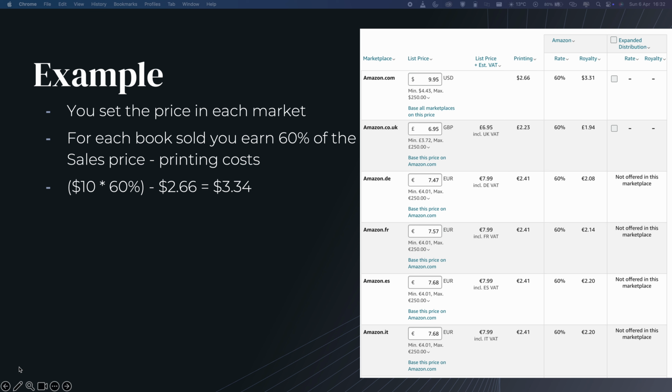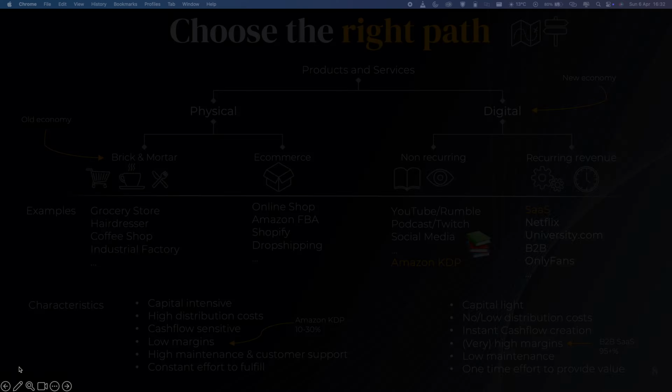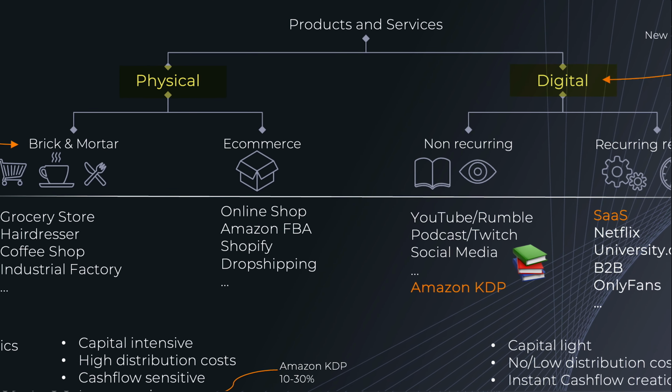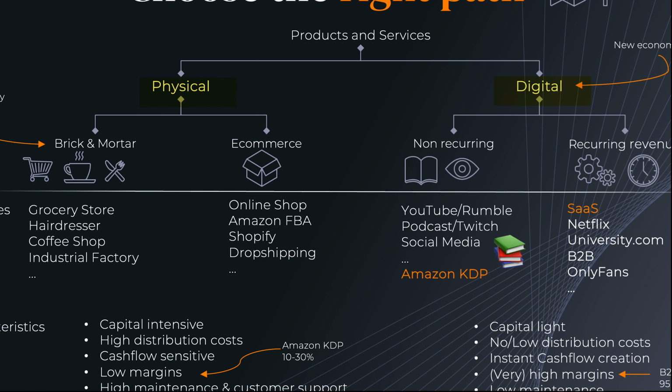Now let me tell you why you should acquire an Amazon KDP business instead of creating one from scratch. First of all, I want to give you an overview. On this chart you can see on the top products and services. You can create them either physical or digital. The classical traditional business models are brick and mortar.